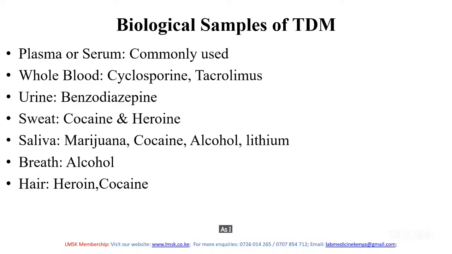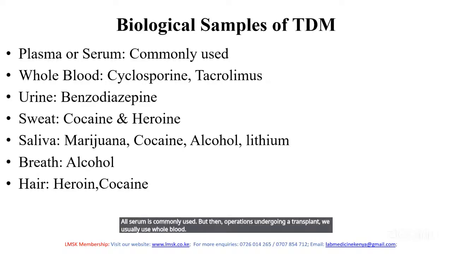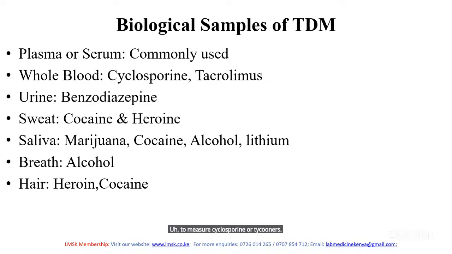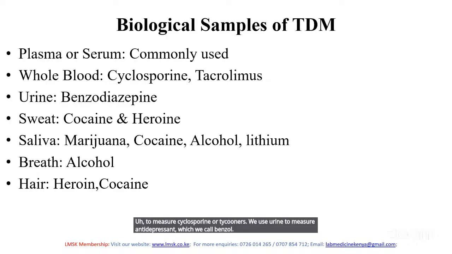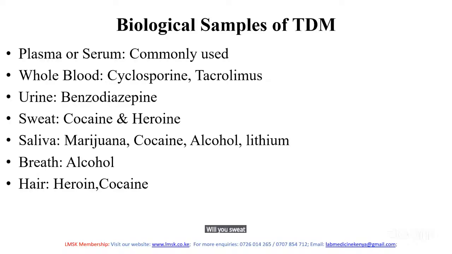As I said, plasma or serum is most commonly used. But then, for patients undergoing transplant, we usually use whole blood to measure cyclosporin or tacrolimus. We use urine to measure benzodiazepines. We use sweat to measure drugs of abuse, including cocaine and heroin. We use saliva to measure marijuana, cocaine, alcohol, and lithium.